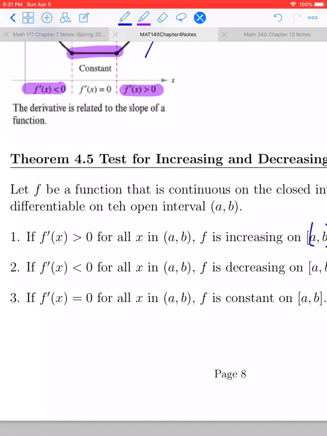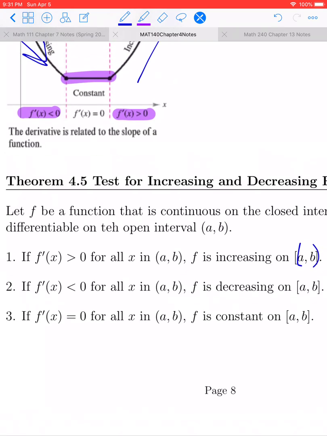So very important, positive derivative means the function is increasing, negative derivative means the function is decreasing, and if the derivative is equal to 0 in the interval, then that means that the function is constant in that interval.